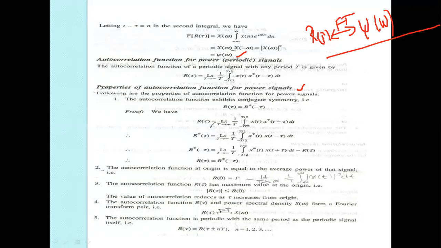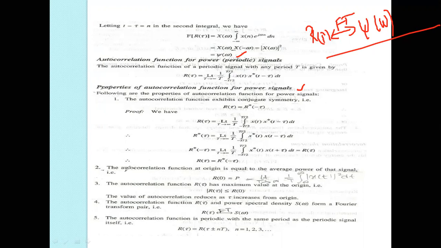Autocorrelation: you see R of tau is the limit as T tends to infinity of 1 by T, the integral of x of t x star of t minus tau dt. And take the conjugate on both sides, x star of t x of t minus tau dt. And change tau as minus tau. The limit as T tends to infinity of 1 by T, the integral from minus T by 2 to T by 2 of x star of t x of t plus tau dt, is also equal to the autocorrelation only. So R star of minus tau is equal to R of tau.